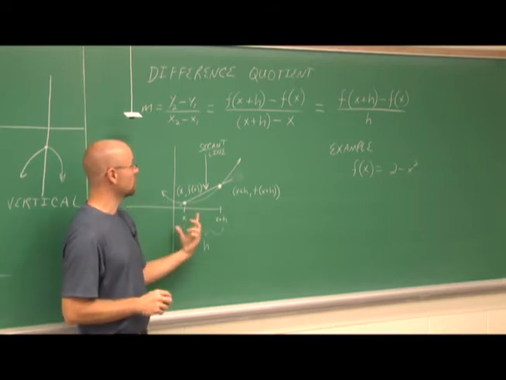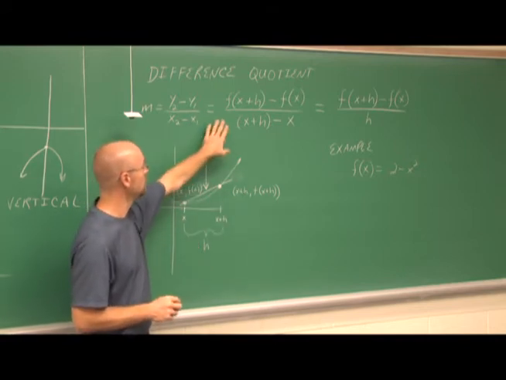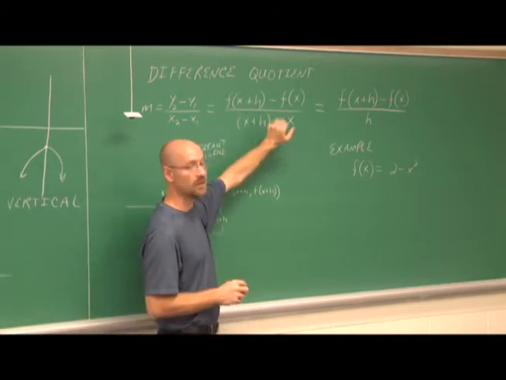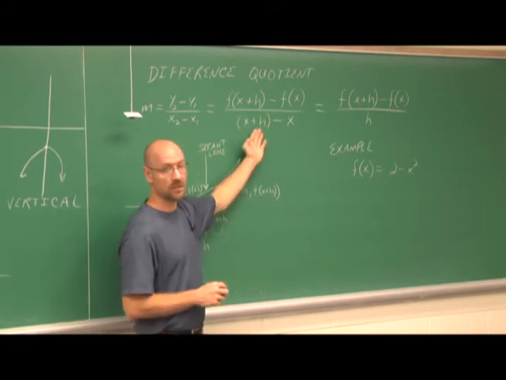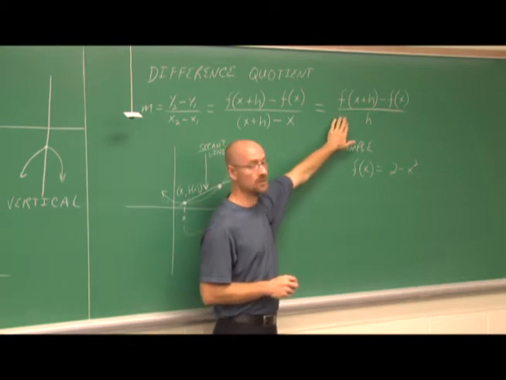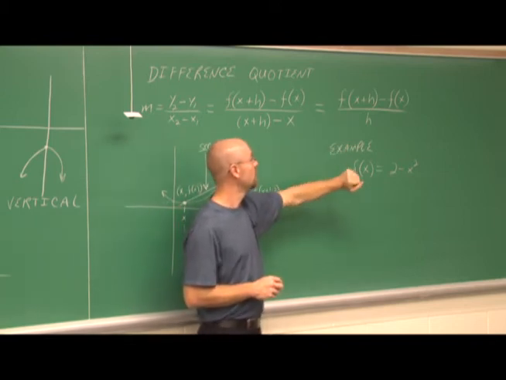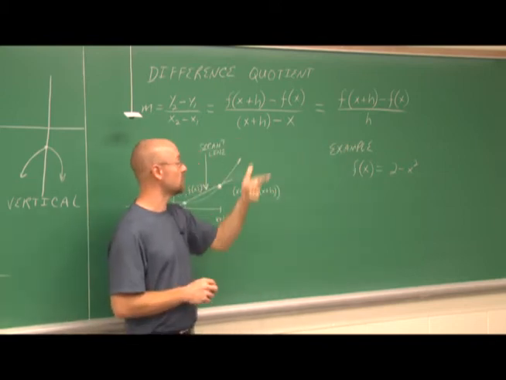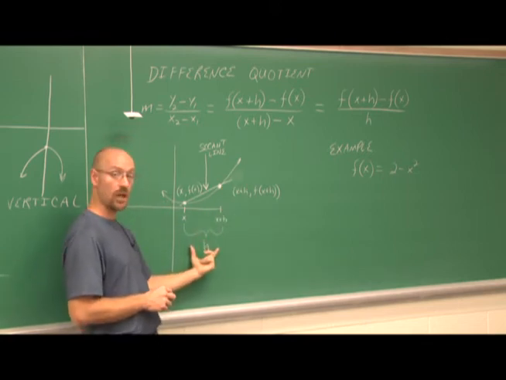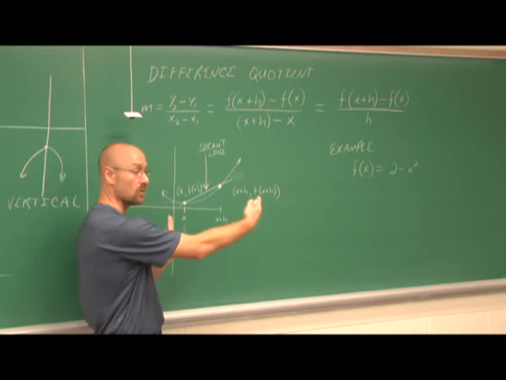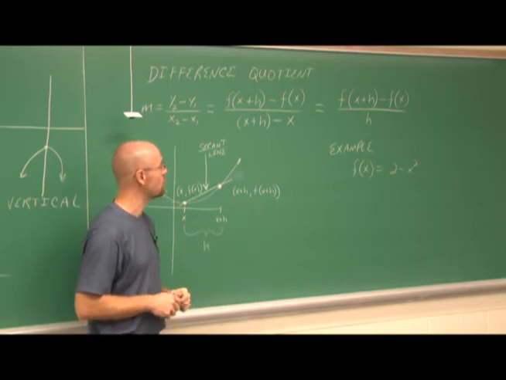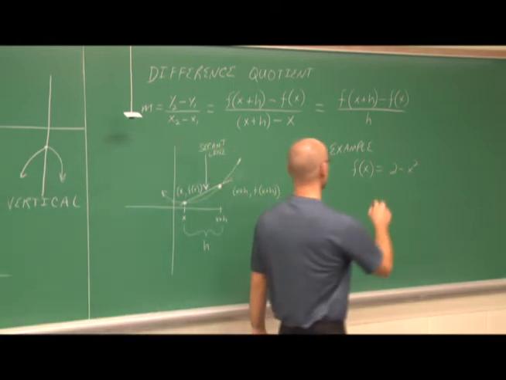Now, if we use the slope equation, if we simplify this to get the difference quotient, well, we have x minus x. That just leaves me with h. This is the difference quotient simplified. We can just use that right there. It's the change in y over this change in x, which is just some h value, some horizontal shift left or right. So let's look at an example.